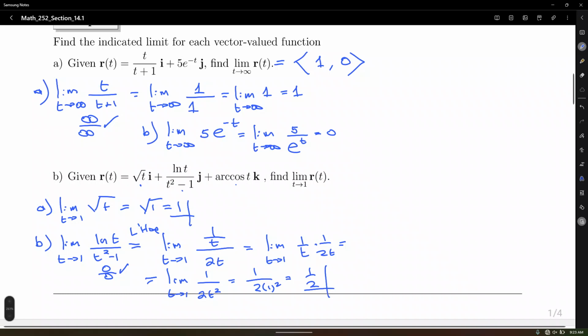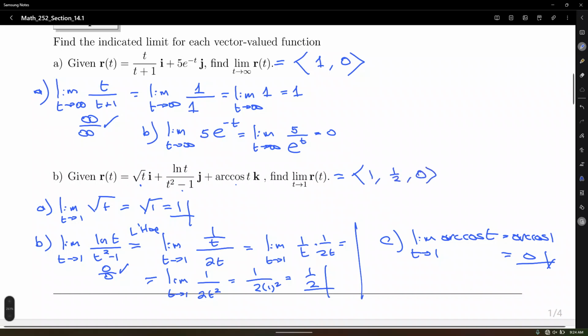All right. The third component, the limit for the third component, let me call that C. That equals the limit of arc cosine of t as t approaches 1. Well, in this case, arc cosine of 1. In this case, what angle gives us a cosine equal to 1? That's the question. What is it? 0. So the 3 limits together, write it as a vector. 1, 1/2, and 0.